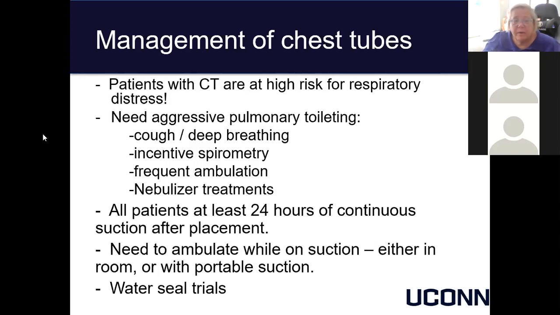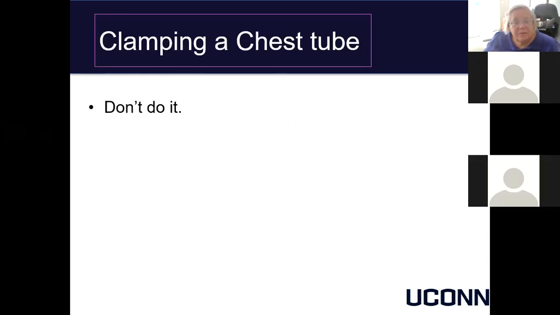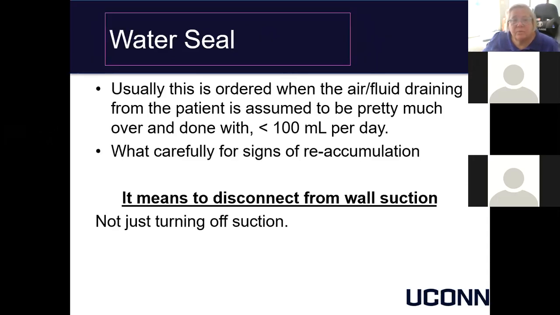And then when you're getting ready to remove the chest tube, the patient goes on a water seal trial, meaning they're disconnected from suction. Does the lung stay inflated? Does the patient feel well? Is there increased respiratory distress? So again, eventually the chest tube needs to come out, and we need to plan for it, and we need to keep the patient safe in the meantime. Again, you just don't clamp a chest tube. Just don't do it. Important thing to remember.